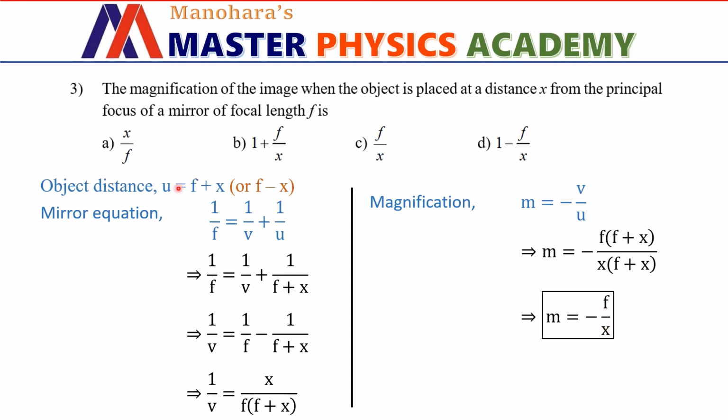Instead of f + x, if we had used f - x, the answer for magnification would be obtained as +f/x. That you can check for yourself. So magnitude wise, both the answers are the same. Option C is the right choice.